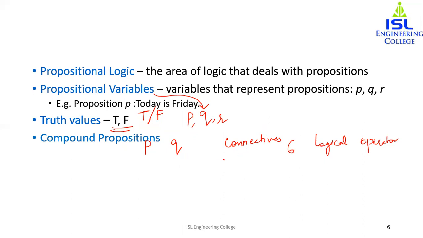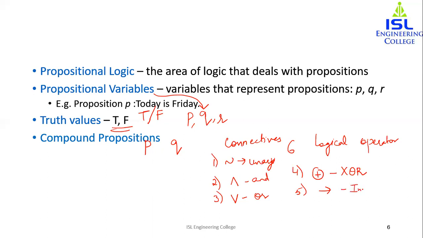So the connectives are denoted by these symbols. First one, it is negation. This is actually a unary operator, so it works only on one proposition. The second one is and, the inverted V. Third is or. Fourth is exclusive or, sometimes we call it XOR. Fifth is implication or conditional. And the sixth one is bi-implication or biconditional.